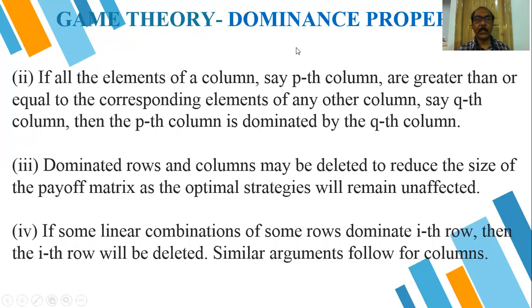Since B is the minimizing player, B never wants to increase his loss. That's why player B never wants to select the pth column strategy and tries to select the qth column strategy instead. That's why the pth column is dominated by the qth column; otherwise we can say the qth column dominates the pth column. So we delete the pth column, and the payoff matrix reduces by one column.